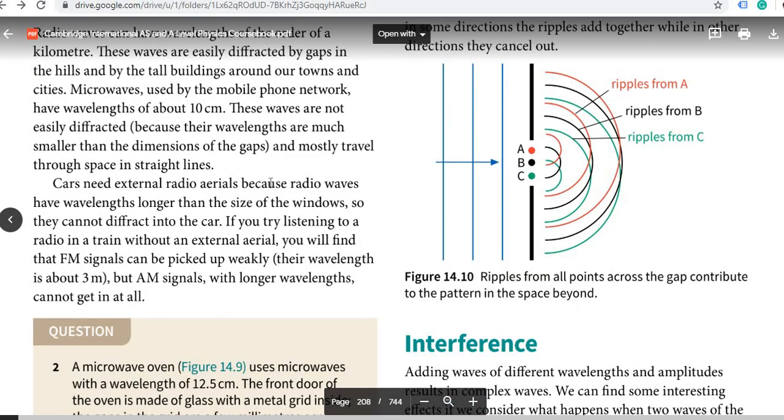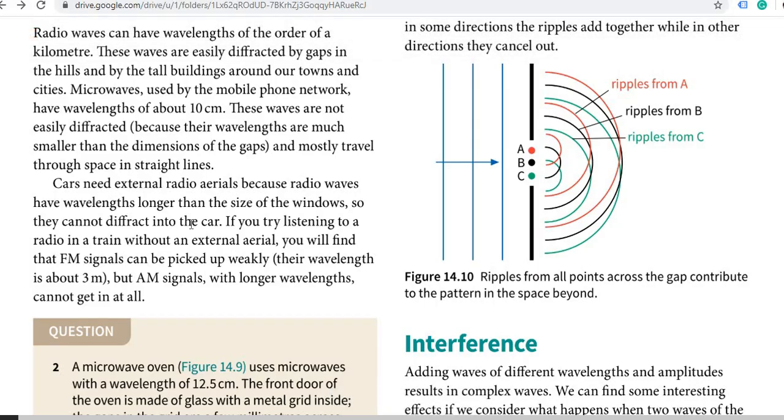Cars need external radio aerials because radio waves have wavelengths longer than the size of the windows. So they cannot diffract into the car. Now, the wavelength is much greater in the radio wave, so it can't diffract through the window into the car.